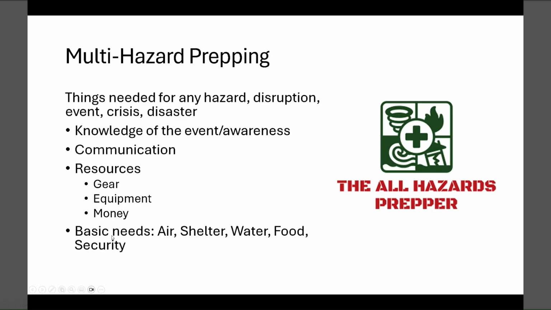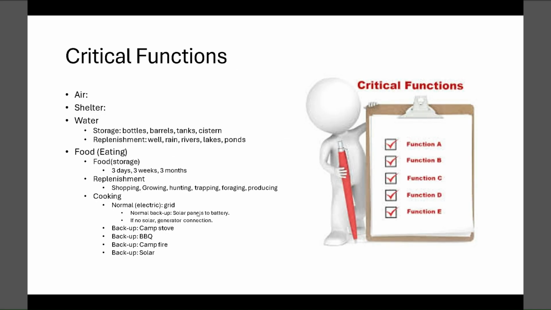Gear, so resources, equipment, money, basic needs: air, shelter, water, food, security. You plan for those things, you'll have the basics covered. Critical functions. So if you can look at these, you'll be well off in being prepared for anything. So air, shelter, water, food, cooking, replenishment. If you look at all of these things and be prepared for that, you'll be in a good spot.